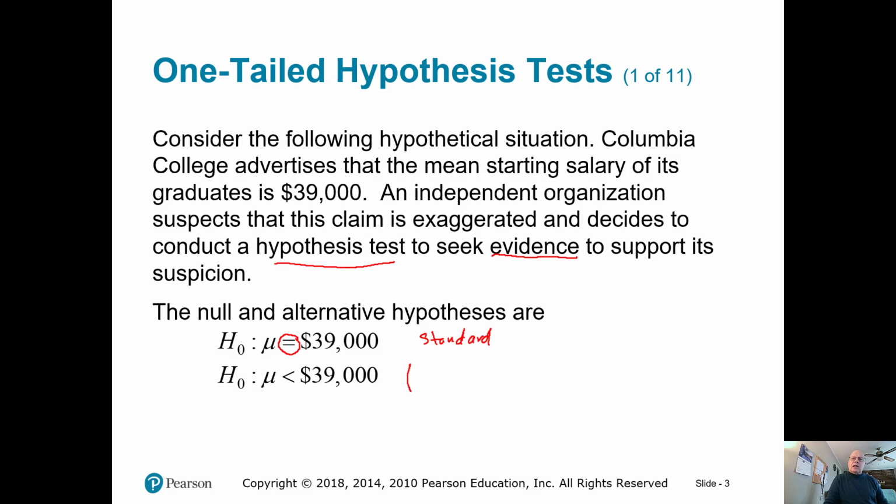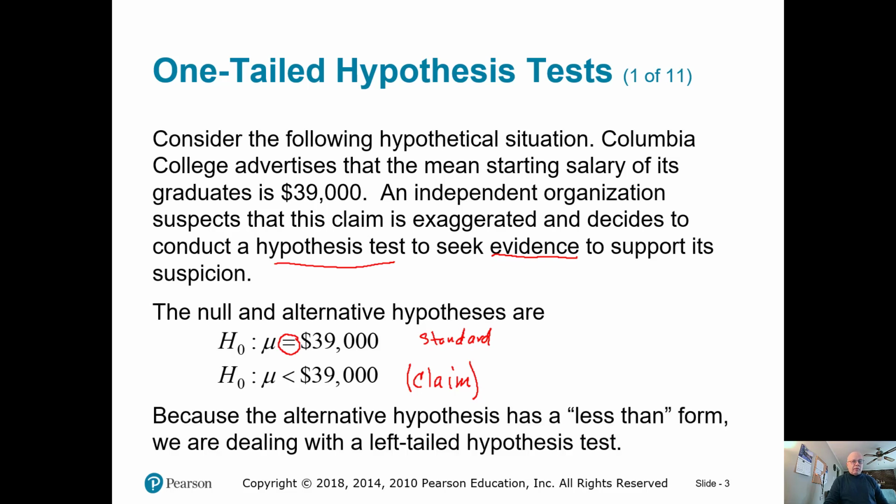And the claim is that that's exaggerated. In other words, it's too high. Let's see what happens. This is a story, remember? So enjoy the story and do some hypothesis testing at the same time. Since we've got a less than form, remember that means it's pointed in the left direction. We've got a left-tailed hypothesis test. That's important.